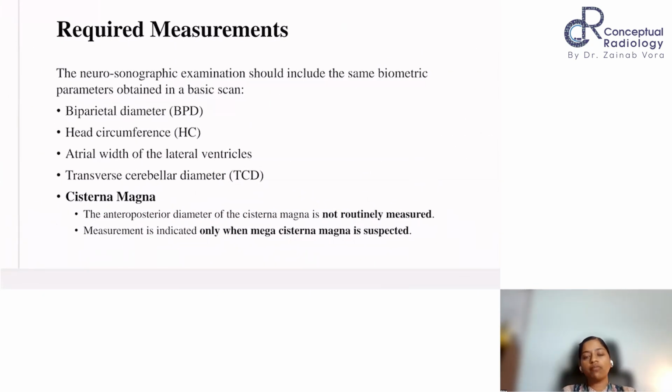So the basic measurements that we discussed in the previous session were BPD, HC, atrial width, transverse cerebellar diameter, and cisterna magna. If cisterna magna appears visually abnormal, then measure it. Now, this is something which is already done in screening, and it does not mean it will not be done in neurosonography. This is all included. So start from the screening and then we'll focus on the other planes that will be added here. But the basics will remain the same.